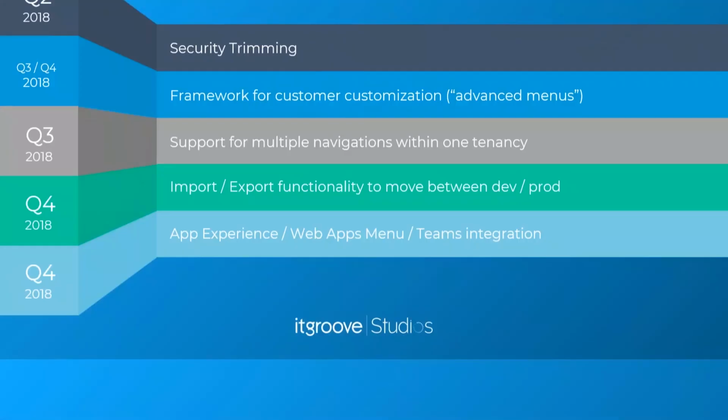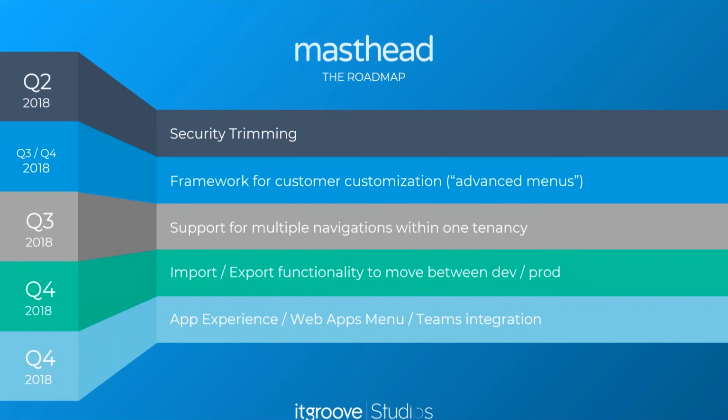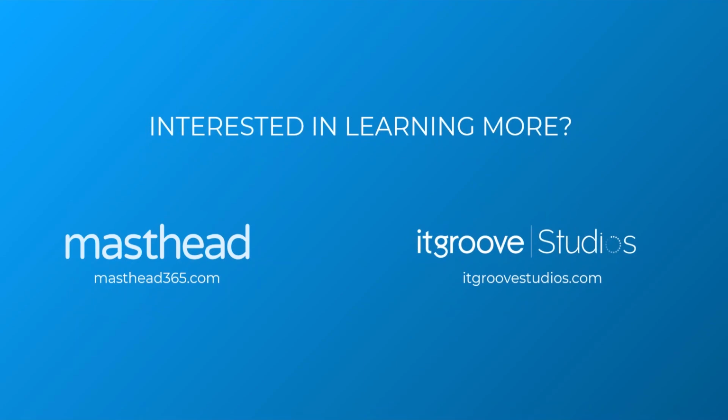I'll flip back to the developer framework for a second here. Three other key things we'll be doing: supporting multiple navigations in one tenancy. Right now with security trimming, you can tailor the navigation to a user. We'll be supporting entirely different navigations across the tenancy. We'll be bringing in import and export functionality as well for moving between Masthead tenancies. So if you have a development tenancy and a production tenancy, being able to import and export your navigation across.